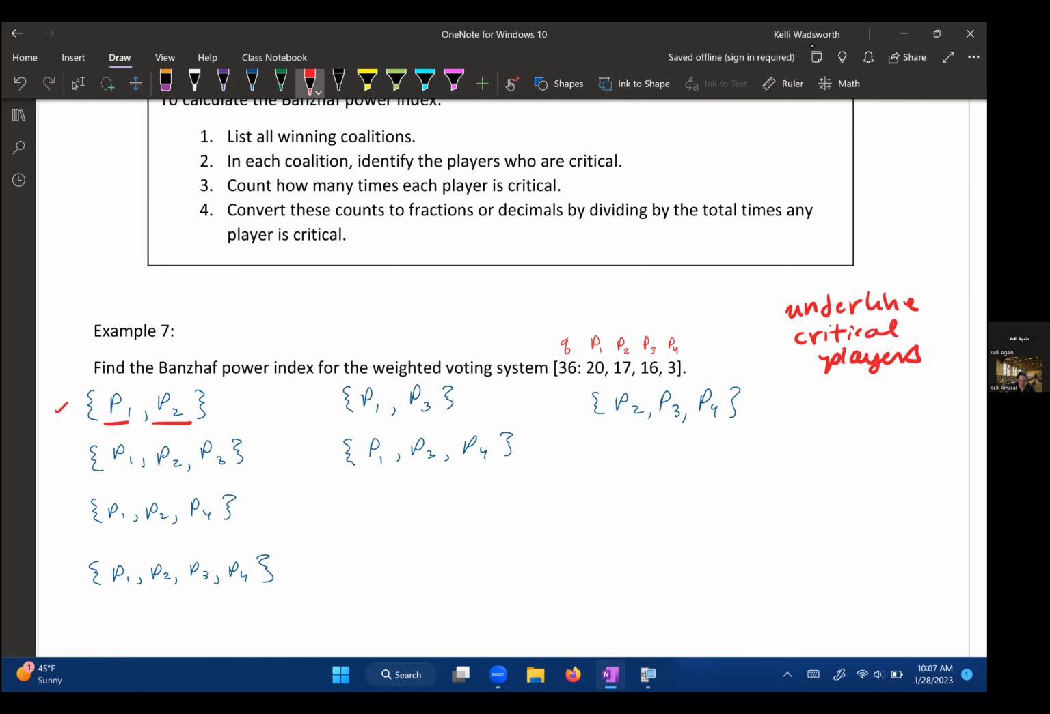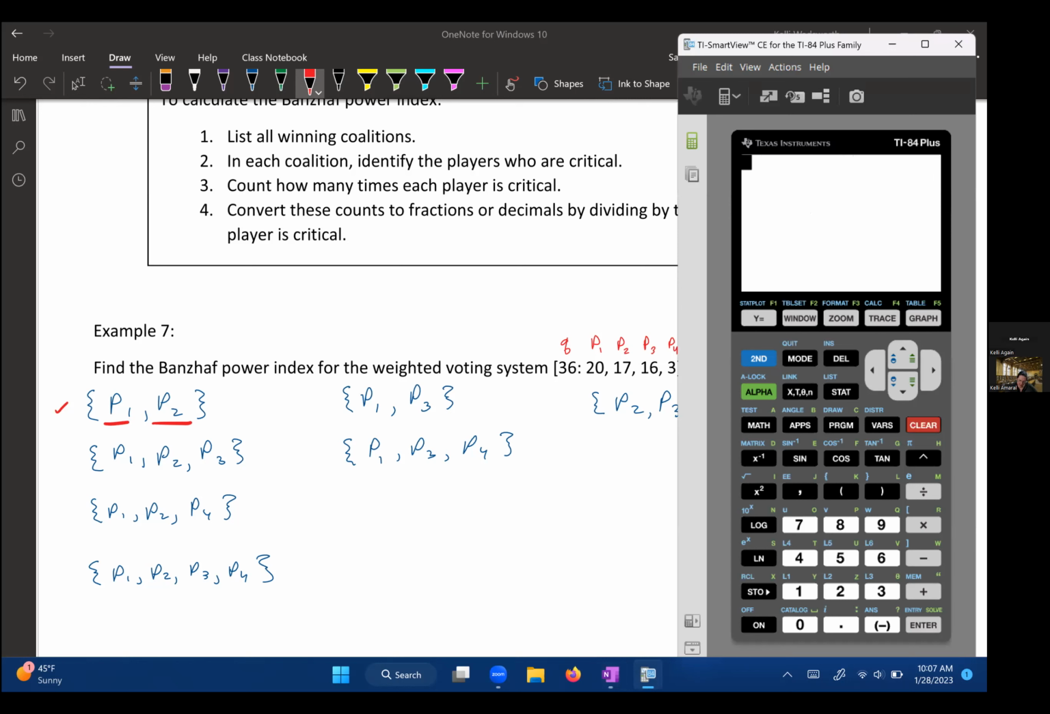What about the next one? Players 1, 2, 3. We need 36. What is the weight of this coalition? Player 1 has 20, player 2 has not 14, but 17, and player 3 has 16. So that coalition has weight 53. If I take away player 3's votes, which is 16, do we fall under quota? No. So player 3 is not critical, because if we take away player 3's votes from the weight of this coalition, we're still above quota.